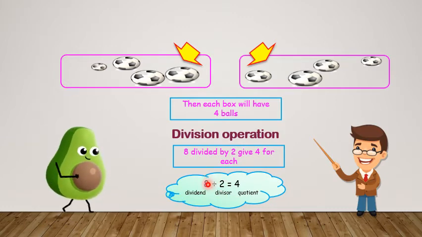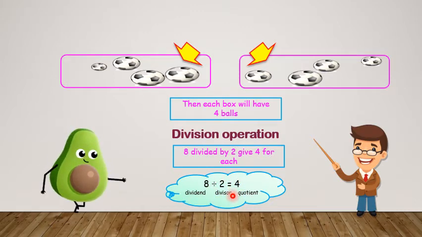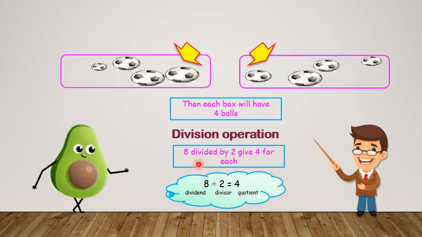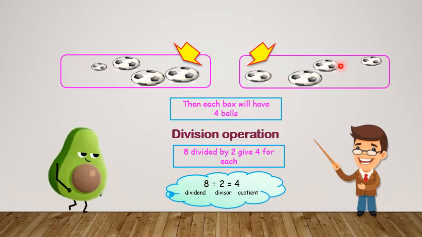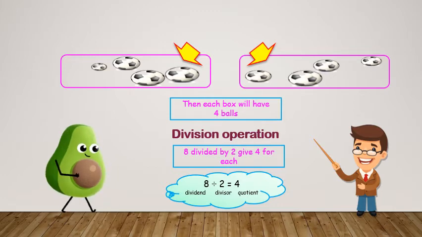8 divided by, this sign is called the division sign, 2 equals 4. 8 is called the dividend, 2 is called the divisor, and 4 is the quotient. This means that the 8 balls I divided into 2 equal groups will give me 4 for each. And remember, in division, it must be equal. So if this box has 4, the other box must have 4 too.